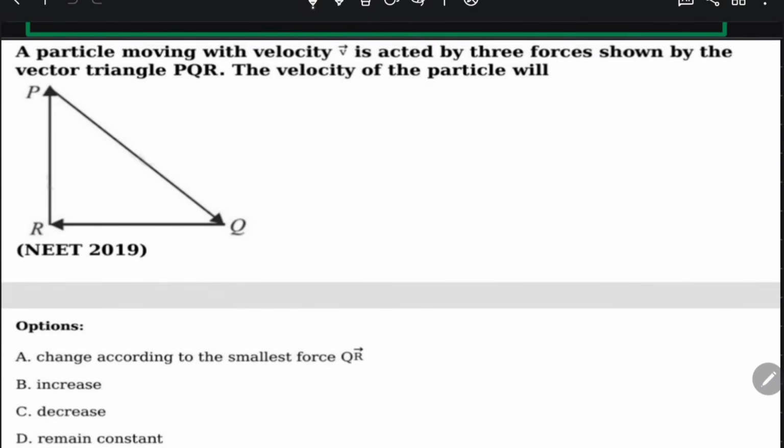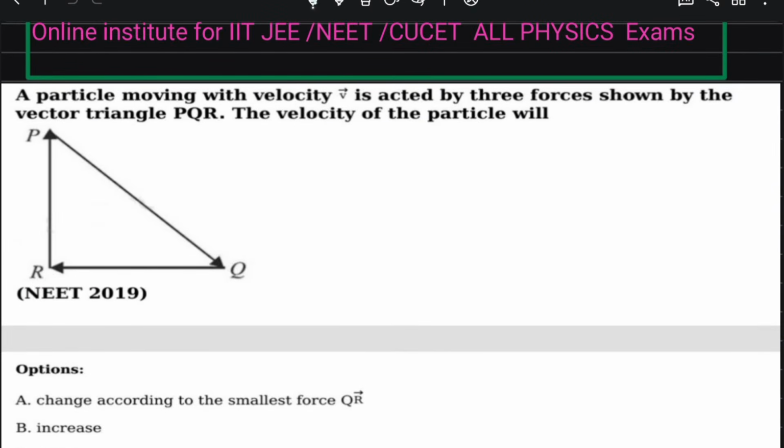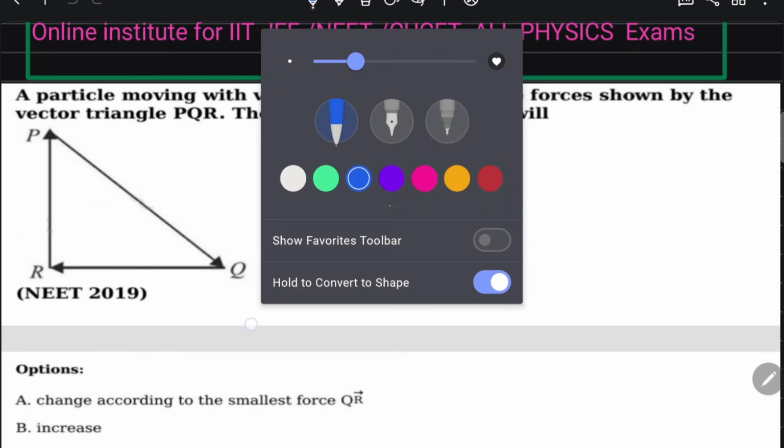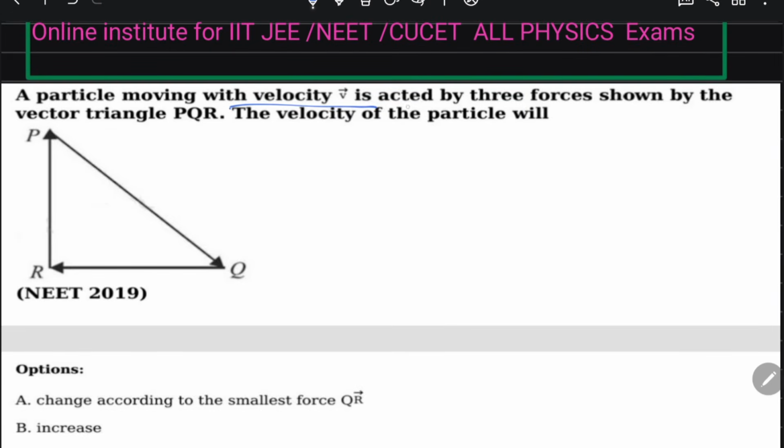So I proceed for the next question. A particle moving with the velocity v is acted by three forces as shown by the vector triangle PQR.